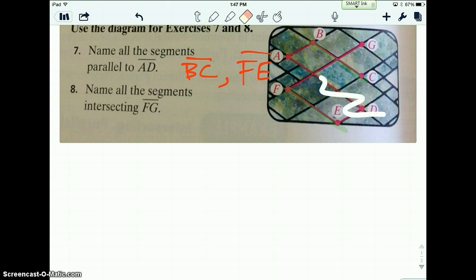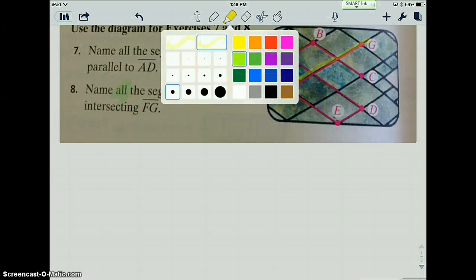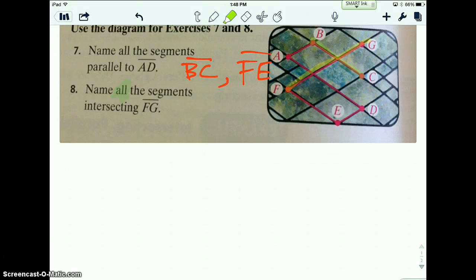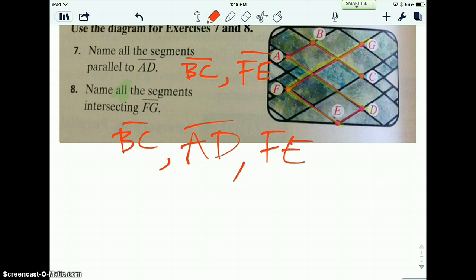Okay, naming all these segments, and it says all these segments intersecting FG. So I'm going to look at FG, and I want segments that are intersecting that. And you guys, there's not just one answer. There's not just 2, there's 3. So the 3 answers I'm looking for are BC, AD, and FE. So I have BC, looking like that, AD, and FE. Cha-ching! And those are the corrections for you.